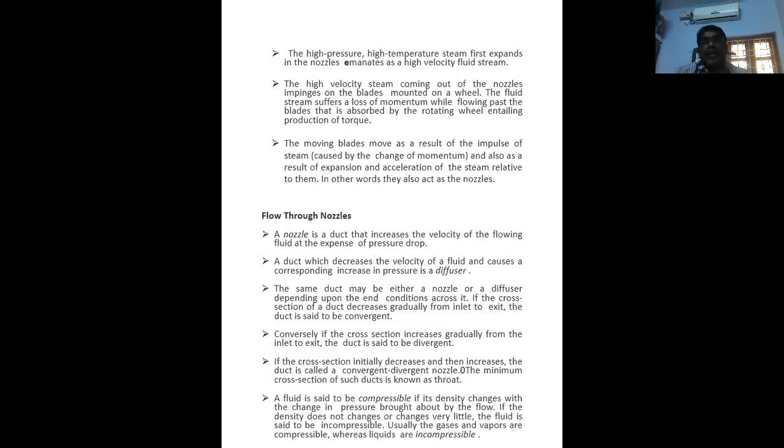The high pressure, high temperature steam enters the turbine and first expands in the nozzle, which emanates high velocity fluid steam. The high velocity steam coming out of the nozzle impinges on the blades mounted on the wheel. The steam suffers a loss of momentum while flowing past the blades, which is absorbed by the rotating wheel, producing torque. The moving blades move as a result of the impulse of steam and also as a result of expansion and acceleration of the steam relative to them. In other words, they also act as a nozzle.